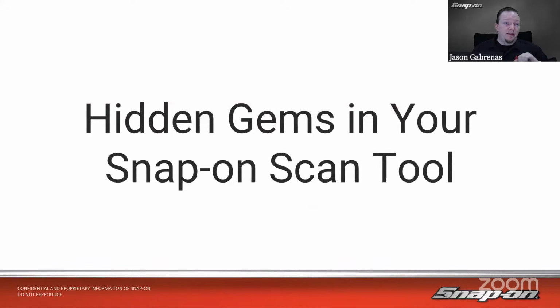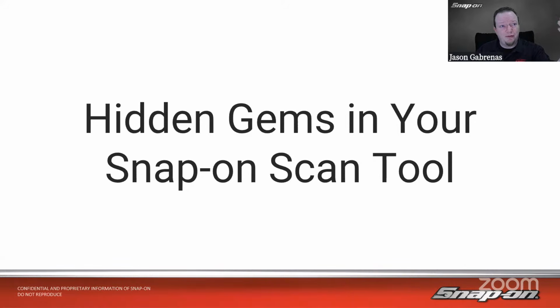So our topic this week is hidden gems in your Snap-on scan tool. We're going to talk about the things that, one, you may not have realized were even there. Two, you may have known they were there, but you forgot, and maybe you don't use them anymore, or you had used them in the past. Or maybe three, it is something that you use all the time. That's totally plausible as well. Those are kind of the three options where I think we would fall. So we're going to talk through them.